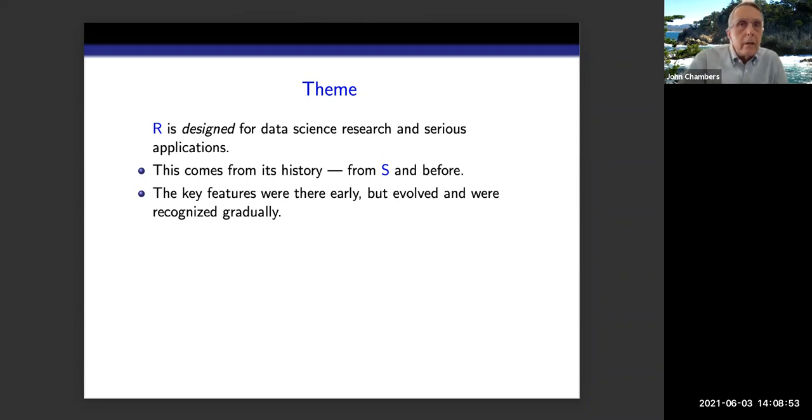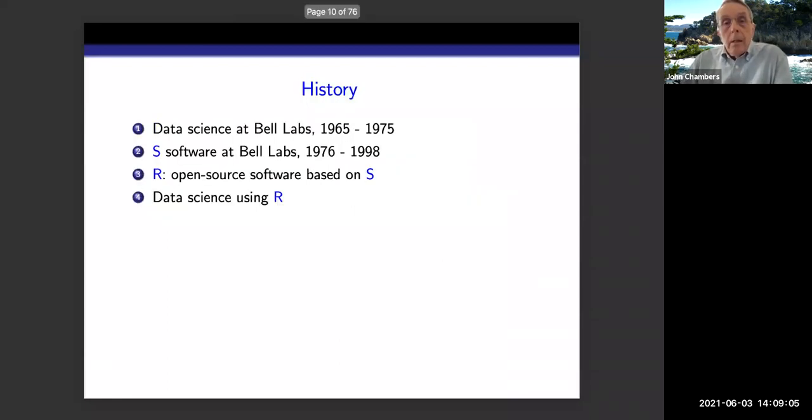The key features that this implies for R were also there from the beginning, but these features evolved and we didn't really recognize that they were there until after the fact. So the way we're going to look at things today is in four steps.